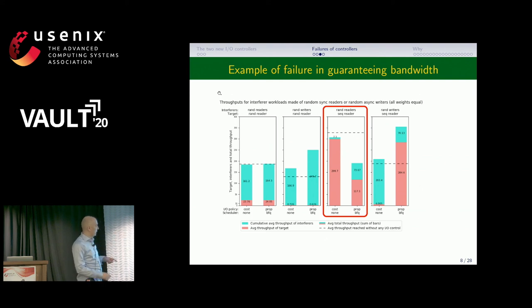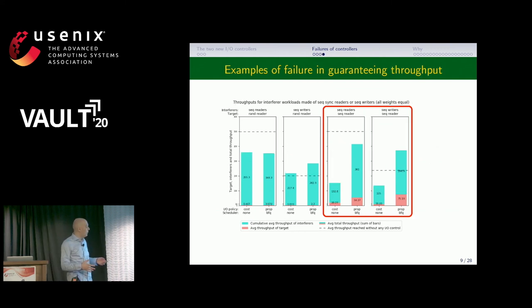I want to focus only on the third subplot. In this case, the target is a sequential reader and the interferers are random readers. And as you can see from the bars, the target is eating all the bandwidth and the interferers get almost nothing. The total throughput is very high because if you let only a sequential reader go instead of a few random readers, of course you get a much higher throughput. That throughput is also close to the one you get without control, which is another signal that the controller is not controlling. Processes are simply getting what they would get also in case there is no control. So control is failing for some reason. And I want to show you why, what I found out about the why. So this is one of the cases of failure to provide the expected bandwidth distribution.